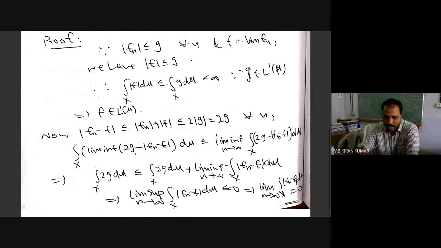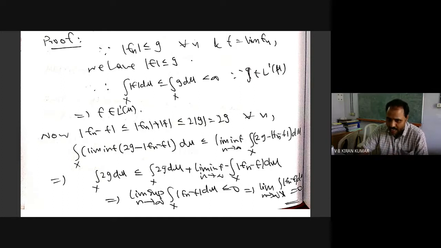Now, what happens if you apply limit infimum? Since Fn goes to F, this part goes to 0. Therefore, it is 2G only. So the integral of 2G dv is less than or equal to, here the 2G part will not be affected by taking limit infimum, so that is coming outside. So integral 2G plus limit infimum of the remaining part, which is minus |Fn minus F|. And I'm using a property that limit infimum of minus is minus of limit supremum.